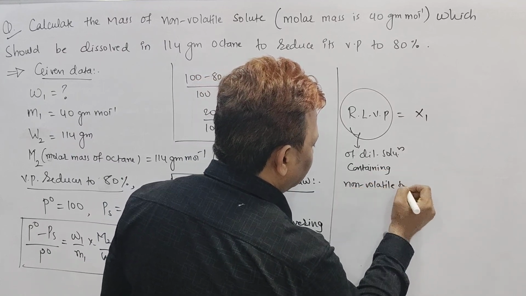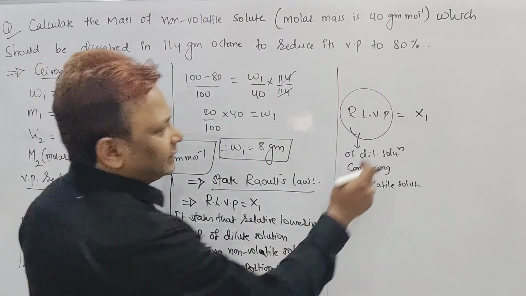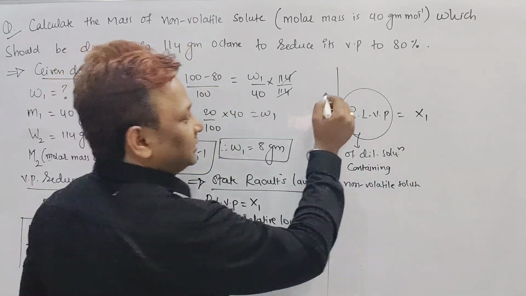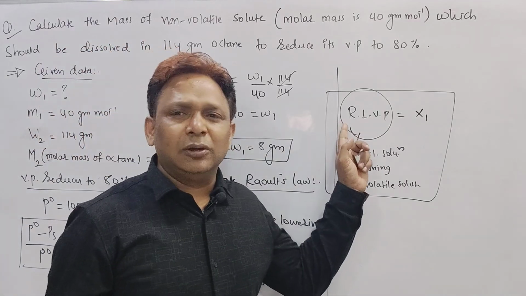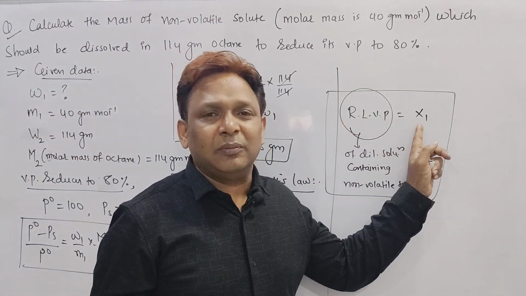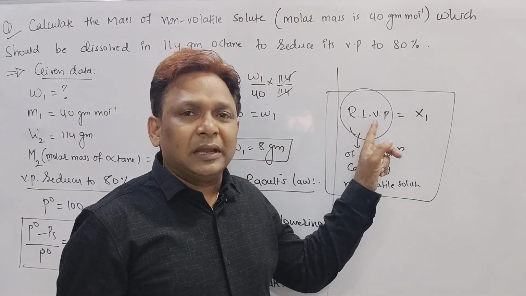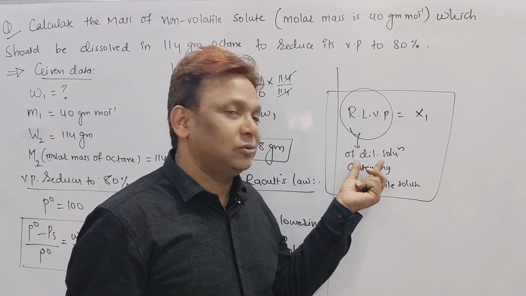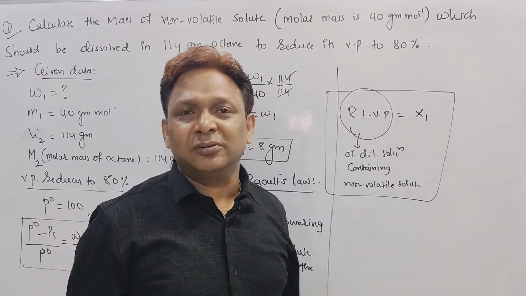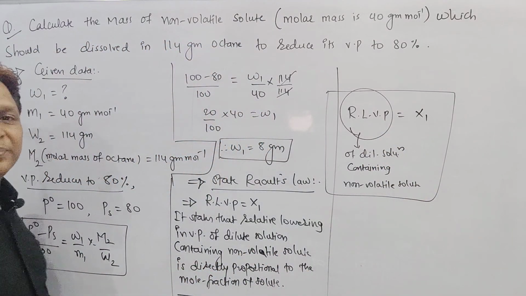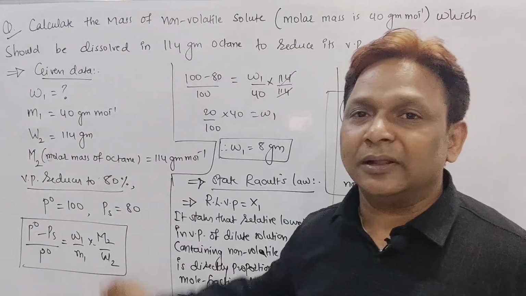Containing non-volatile solute is directly proportional to X1. So this is the statement of Raoult's law. What is the statement? Relative lowering in vapor pressure is directly proportional to the mole fraction of solute. But actually, how to write it? Relative lowering in vapor pressure of a dilute solution containing non-volatile solute is directly proportional to the mole fraction of solute. This is the statement of Raoult's law. This is the complete statement of Raoult's law I have given for you, and the numerical part also I have given for you.